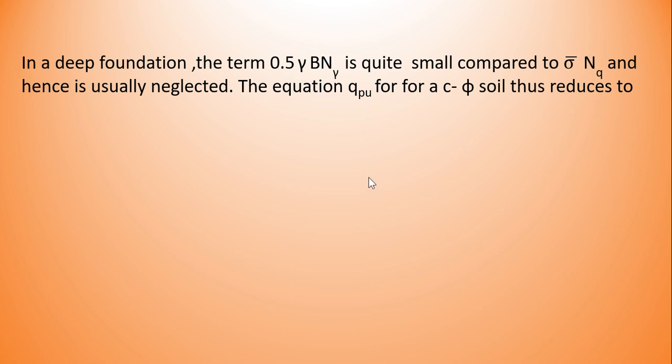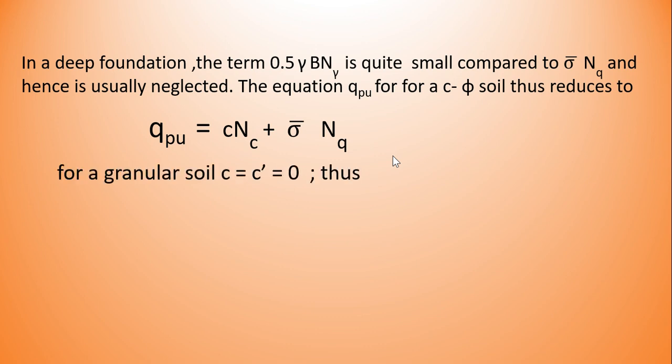In a deep foundation, the term 0.5 gamma B N gamma is quite small compared to sigma bar Nq and hence is usually neglected. A pile foundation, we know, fails by punching shear, so this term we can neglect. The equation for QPU for a c-phi soil thus reduces to QPU equal to c Nc plus sigma bar Nq.